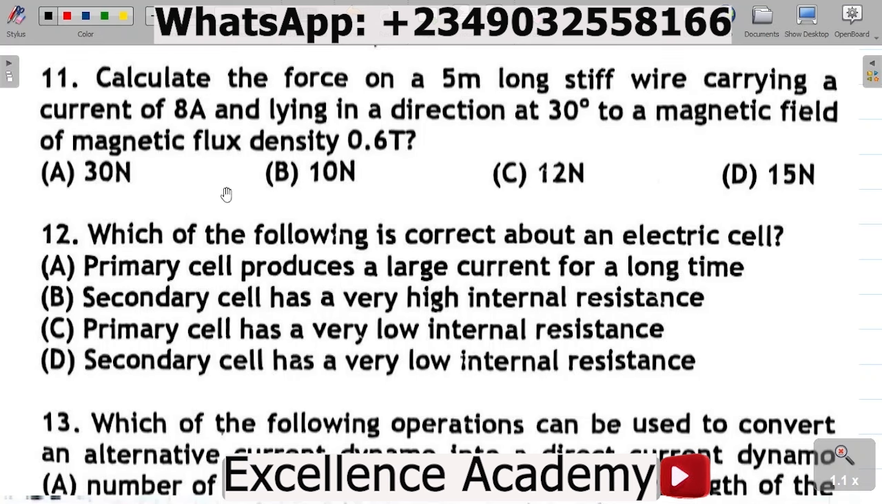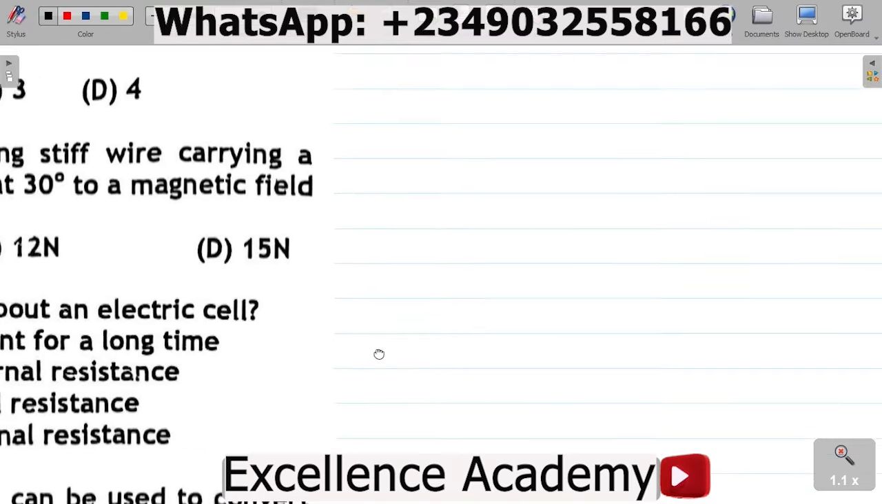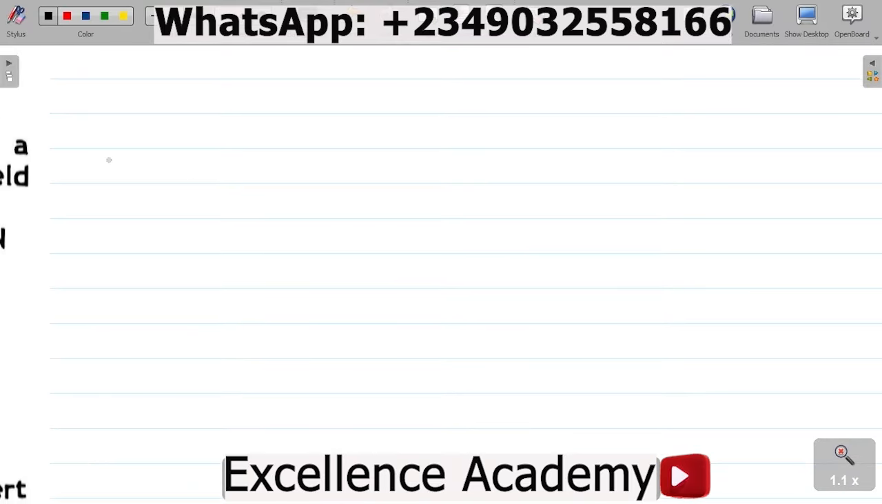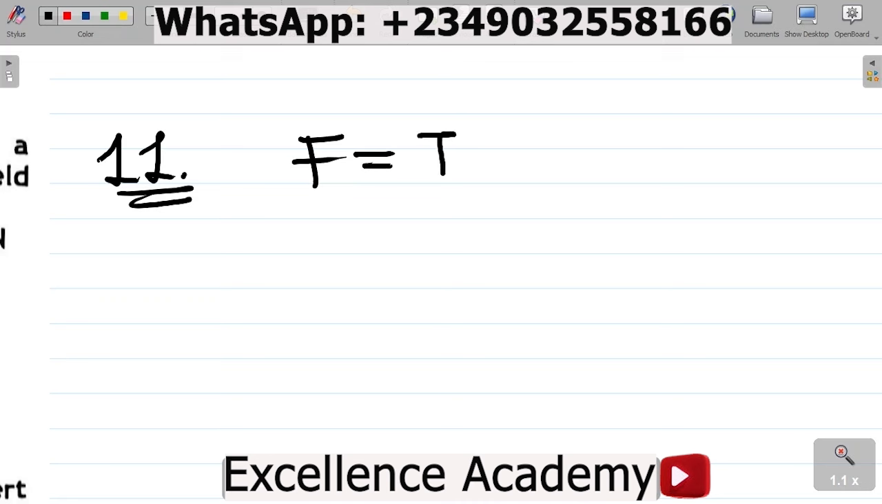A, 30 Newton, B, 10 Newton, C, 12 Newton, D, 15 Newton. So how do we solve this question? The first thing you want to notice is that this question is under magnetic field. And for magnetic field, we said the force on a conductor carrying current, question number 11, the force on a conductor carrying current F is equal to I L B sine theta.